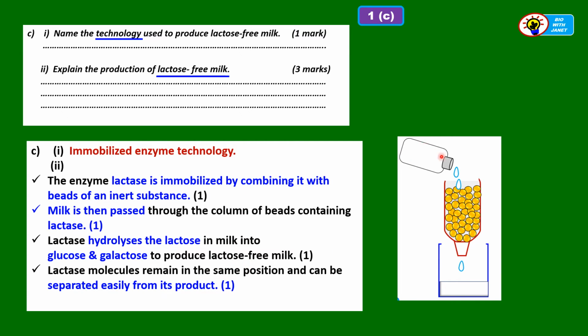So here we see the milk being passed through the beads of the inert substance, which contains the enzyme lactase. Okay, then out comes the lactose-free milk here, okay, because the lactose has been digested to form glucose and galactose in the column here.